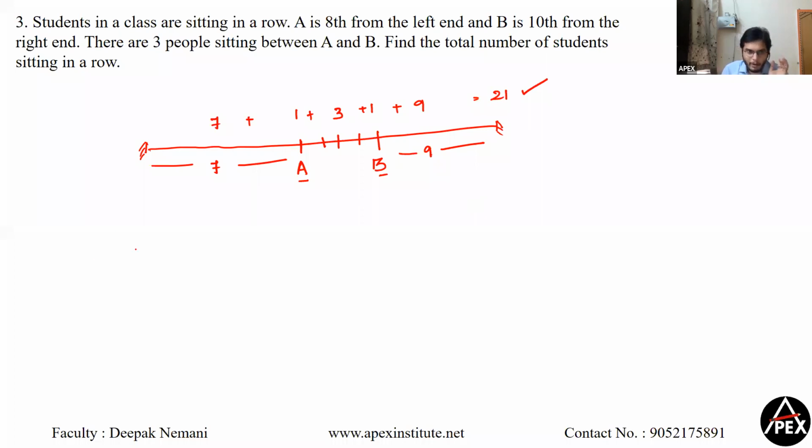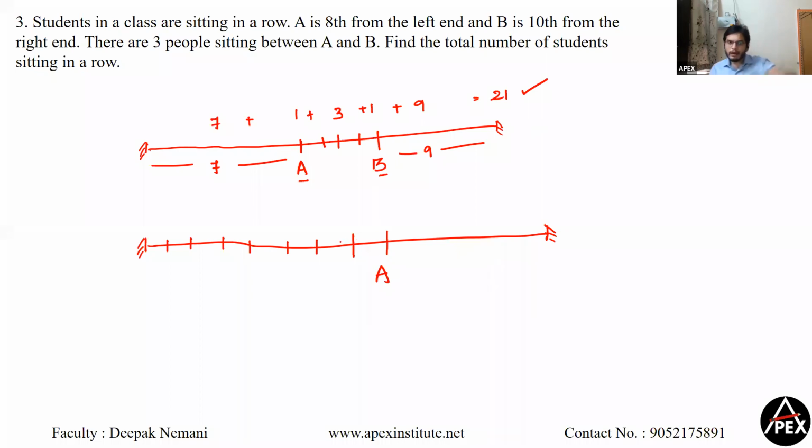There is also one more case where A is eighth from the left hand. So this is A. Three people sitting between A and B. So B can be to the left of A as well. It's not given that B is to the right of A. So those three people can be these three and B. This is also one possibility, isn't it?